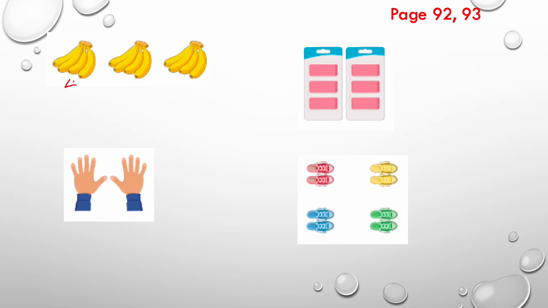You can see 4 bananas here, 4 bananas here, 4 bananas. How many times does 4 come here? So this is 3 groups of 4. 3 groups of 4 means it is 3 times 4. So here the answer is 12.